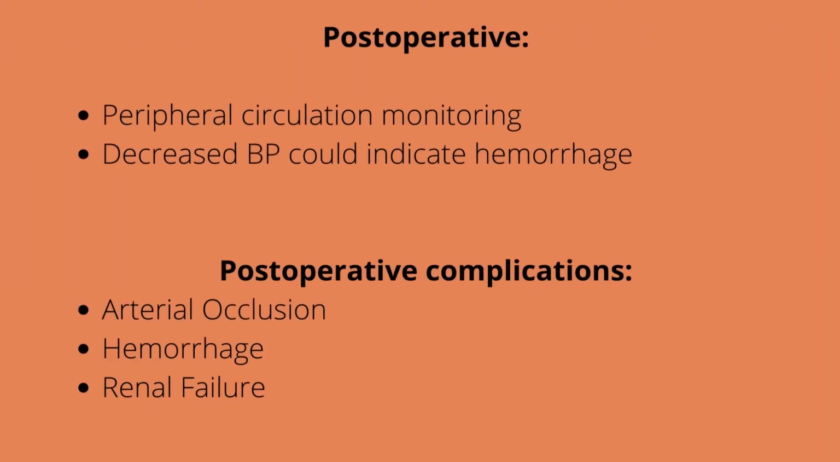And after that surgery, we will always carefully monitor for peripheral circulation below the level of the aneurysm, just to make sure there's circulation. We'll also avoid stress of the artery on the suture line. We'll always check for that. A decreased blood pressure could indicate hemorrhage, so we'll be monitoring for decreased blood pressure post-operatively. And there will be some complications that you will need to watch with this patient after surgery, which include hemorrhage that we talked about, infection, renal failure due to poor circulation, and arterial occlusion as well.